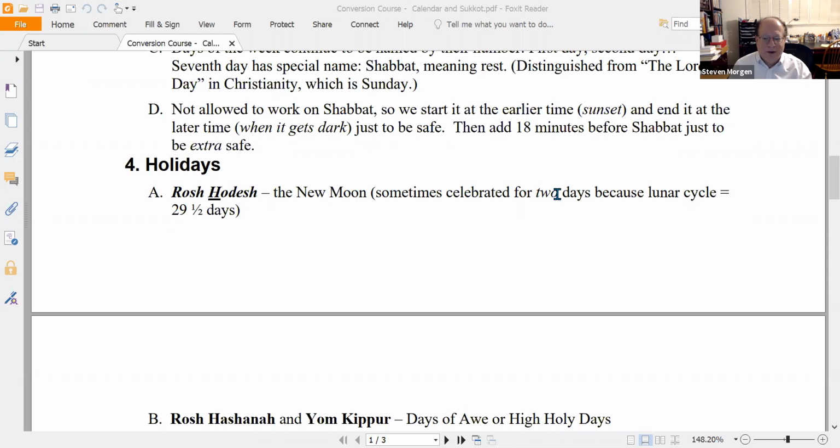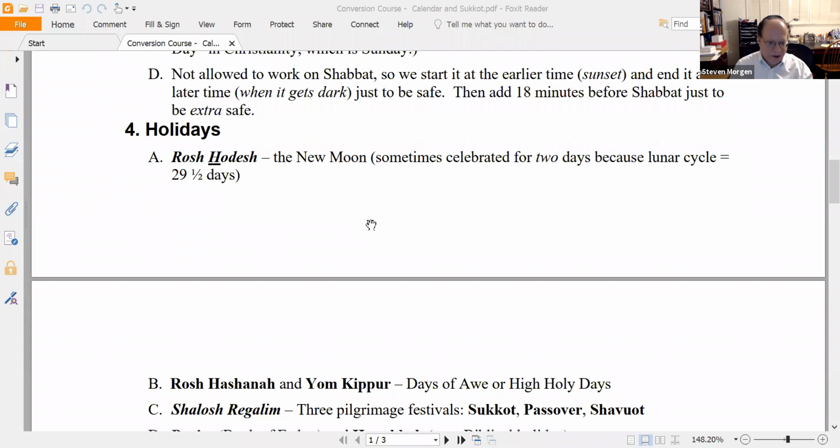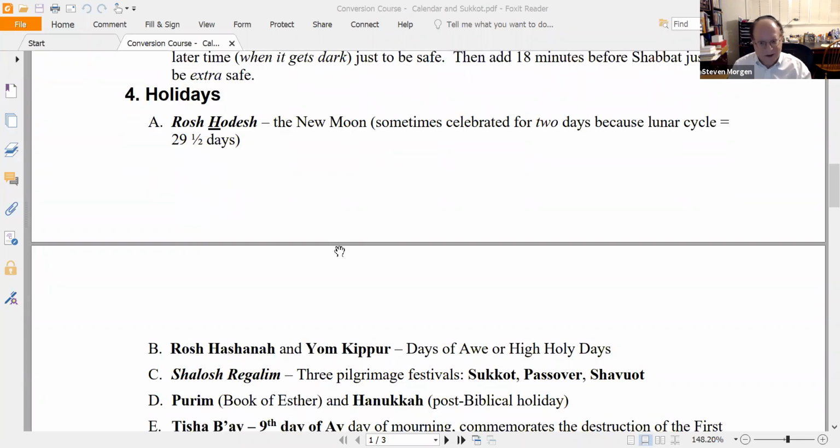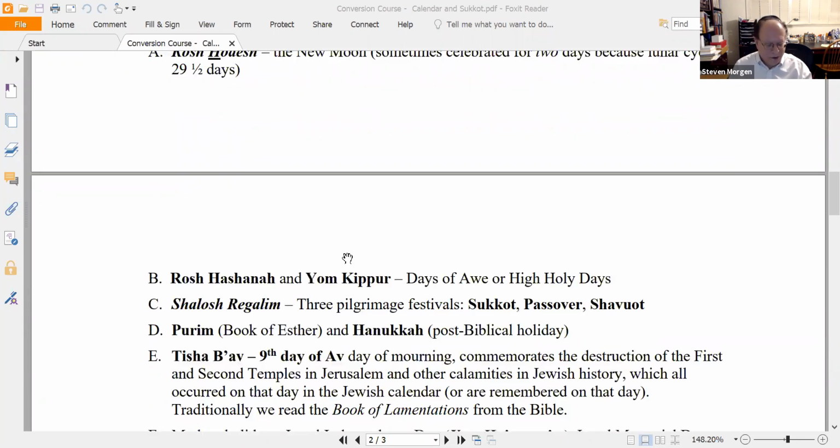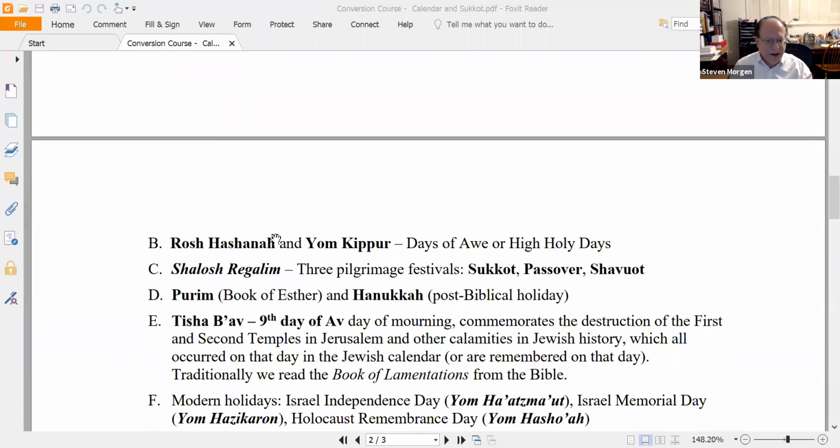And sometimes it's celebrated for 2 days, again, because the lunar cycle is 29.5 days. So sometimes the new month is celebrated on 2 days in a calendar. It's a complicated calendar to figure out to make it work, to keep it in sync with the solar year and the lunar cycle.